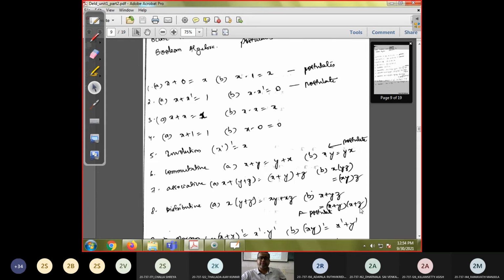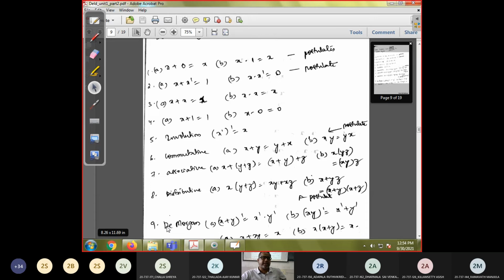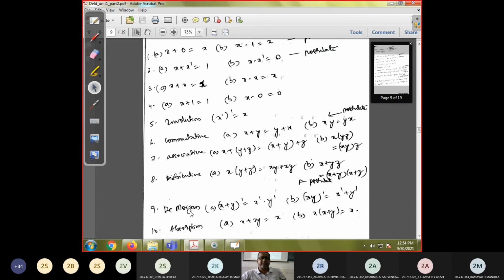Yes. Now, finally, an important theorem which is called De Morgan's theorem. I think most of you will know it from your previous classes. X plus y whole complement can always be written as x complement ANDed with y complement. It's called De Morgan's theorem. First statement of De Morgan's theorem. Similarly, xy whole complement can be written as x complement logically ORed with y complement.